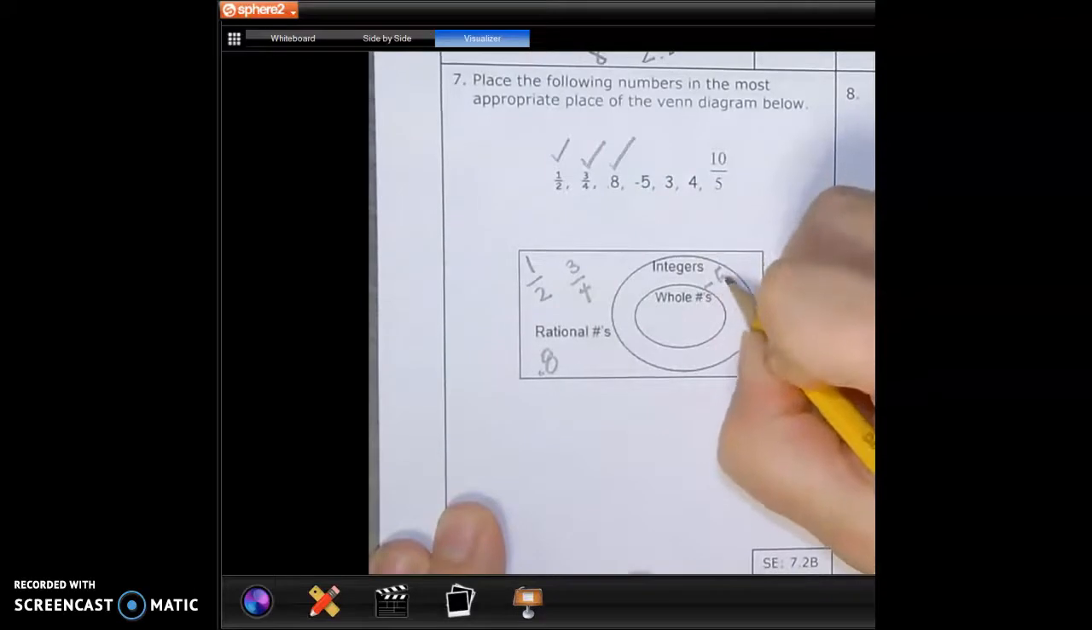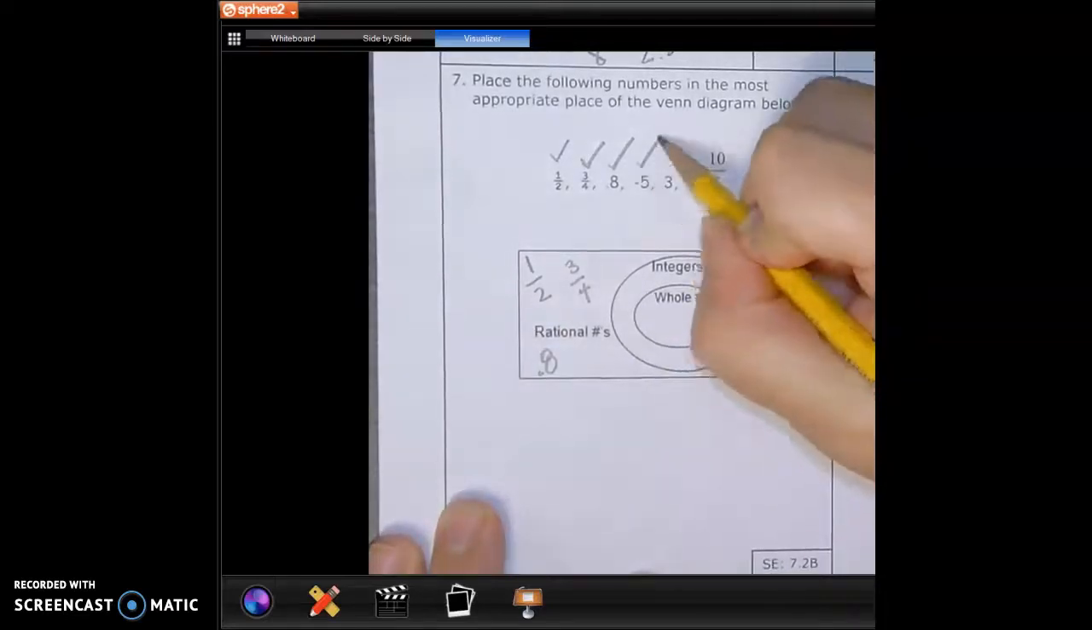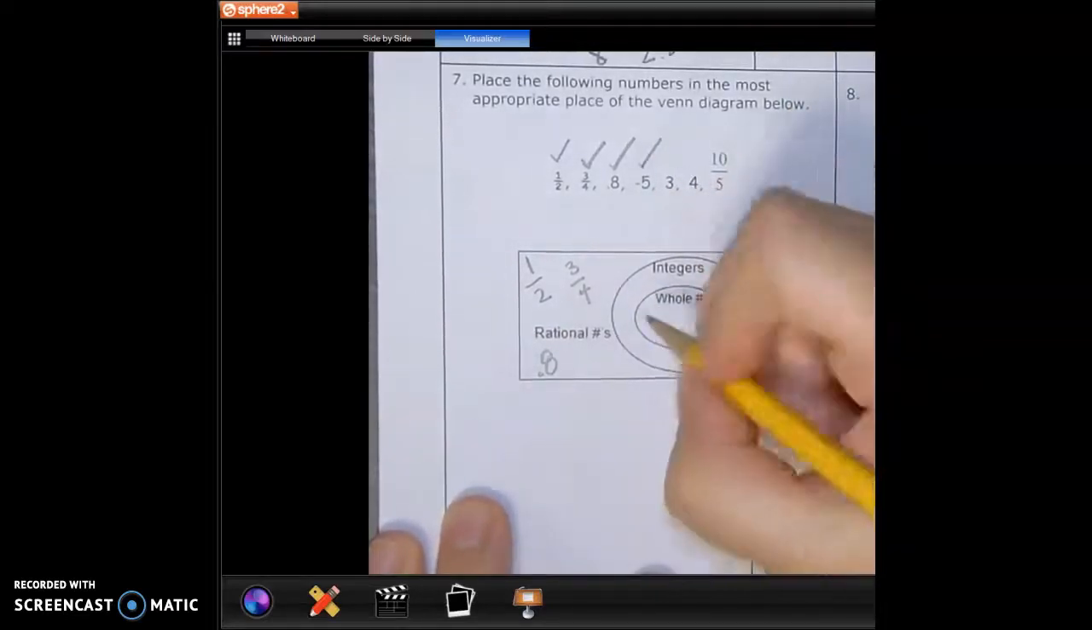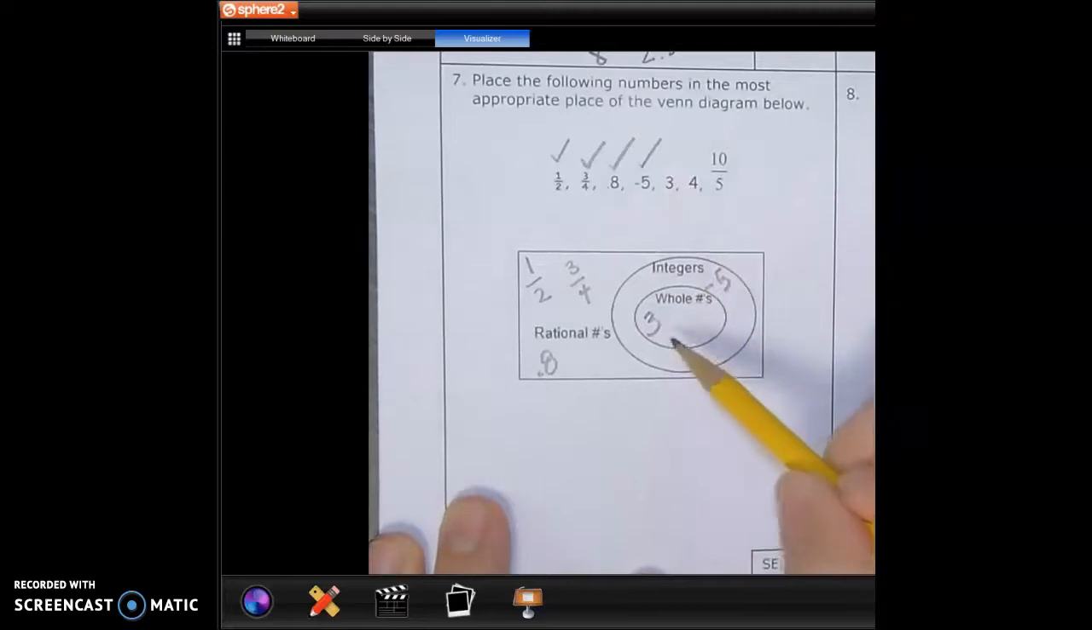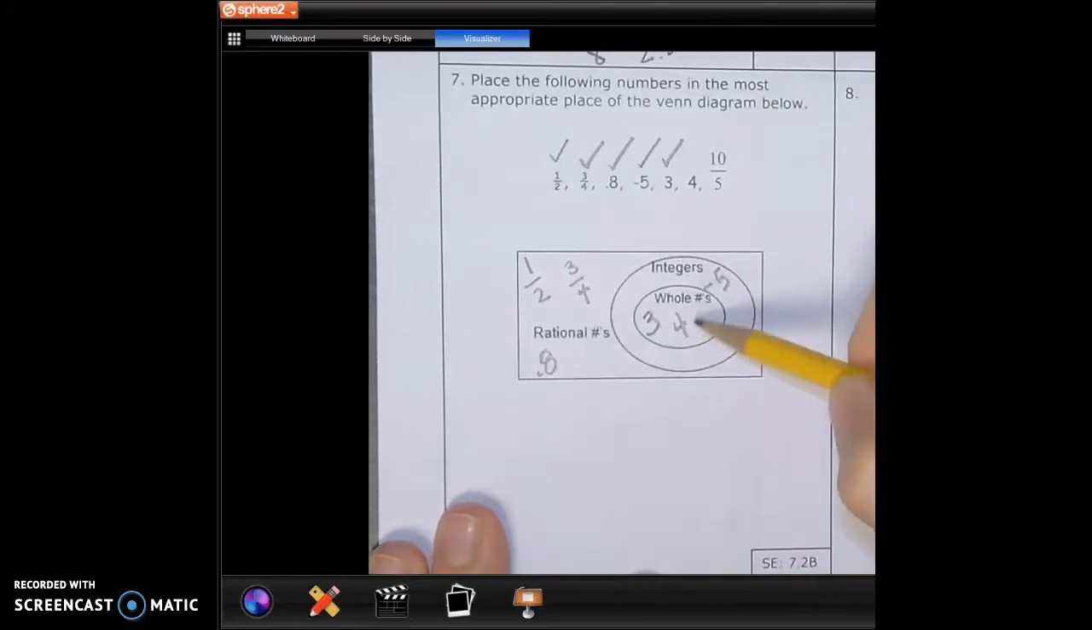-5 is an integer, which means that it would also be a rational number. Okay, 3 is going to go with a whole number, but that means that 3 is a whole number, an integer, and a rational number, but most specifically it would be a whole number. The same thing can be said for 4. 4 would be a whole number, also an integer, and a rational number.